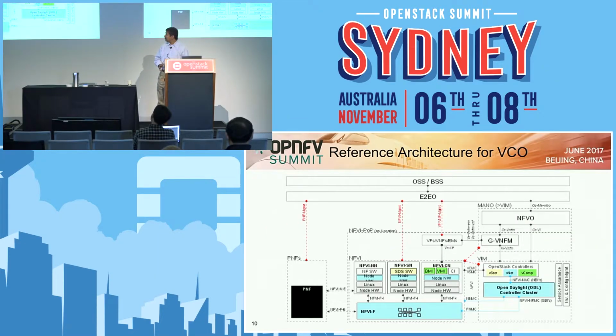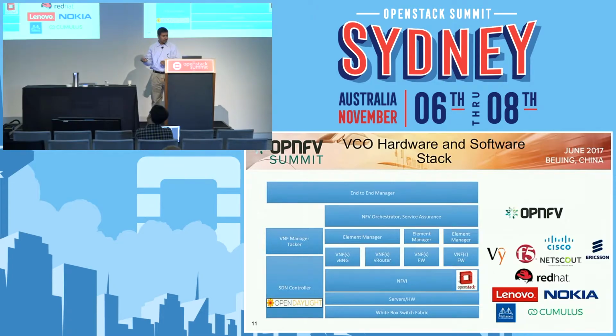But one important point was to use an end-to-end orchestrator, leverage existing OSS/BSS systems, make this as much open source as possible, and use a common model for both physical network functions and virtual network functions.